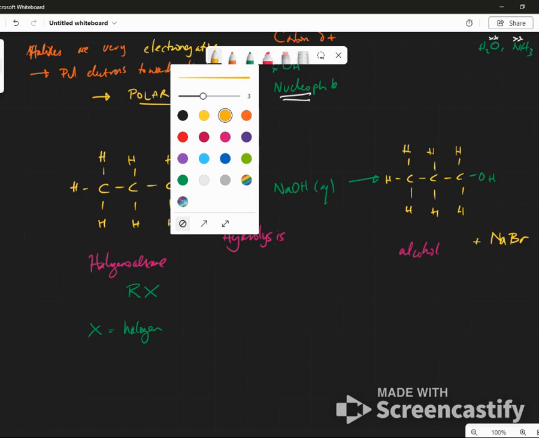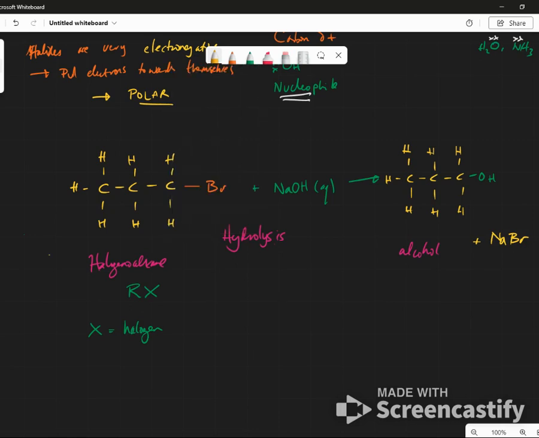Right, R means an alkyl group. Okay, an R group, that is an R group. An alkane is an R group with a hydrogen on. An alkyl group is just an alkane without a hydrogen. It's the bit that sticks onto other things. Okay, that's all we mean by an R group.